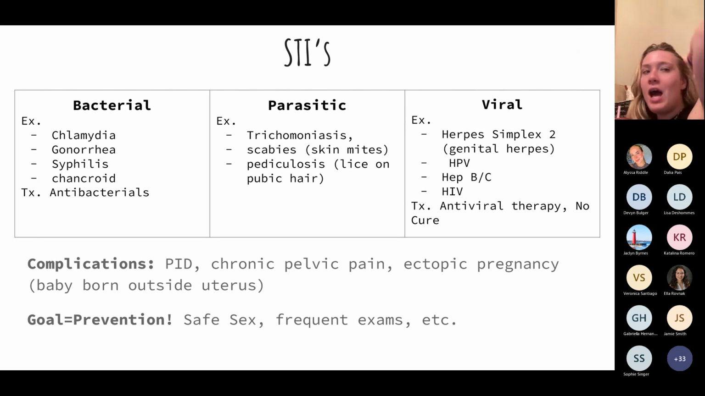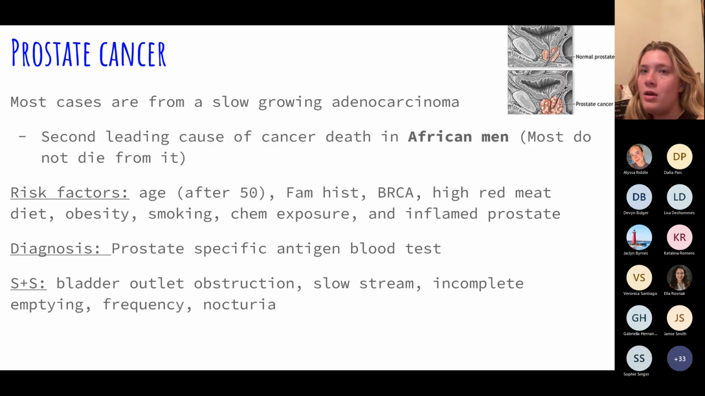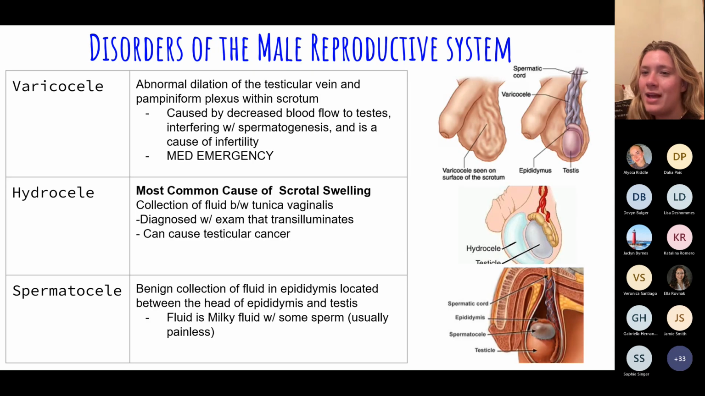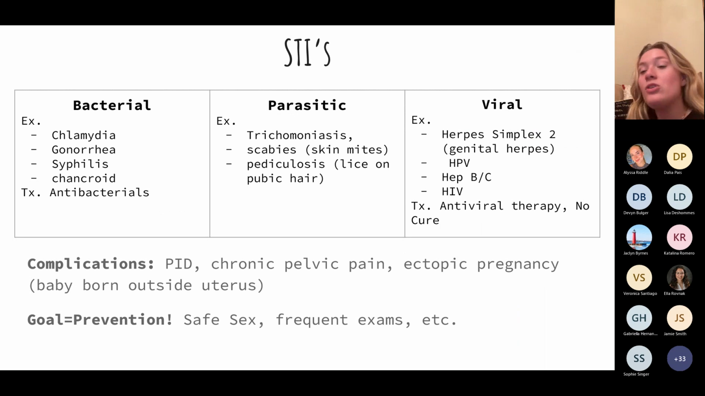When we talk about our most common STIs, we separate them into bacterial, parasitic, and viral. Essentially, with our bacterial, usually it's going to be our chlamydia, gonorrhea, syphilis, chancroid. And you treat it with antibiotics. Our parasitic infections, that's when you have your scabies, pediculosis, trichomoniasis, and then our viral STIs are a little bit more hard to treat. You have your HSV, HPV, Hep B and C, HIV.